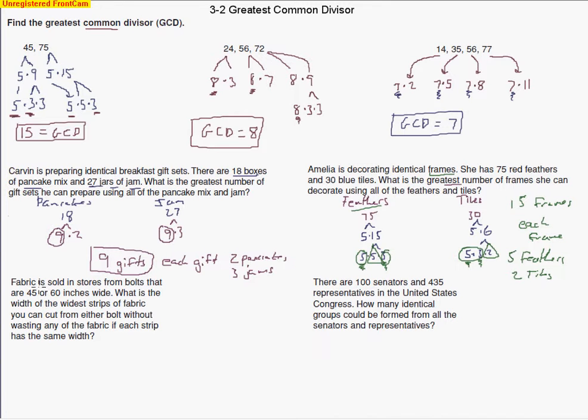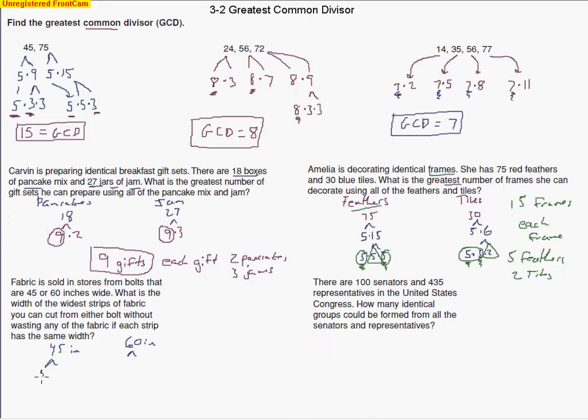It says the fabric is sold in stores from bolts that are 45 or 60 inches wide. And then it says, what is the width of the widest strips of fabric you can cut from either bolt without wasting any of the fabric from each strip? And each strip is the same width as well. So we'll take the 2 different types. So we've got the 45 inches, and then we also have the 60 inch. So we're going to break these down. So again, if you didn't see the big number that goes in there, then just start dividing by what you know. Maybe 5, because this one ends in 5, this one ends in 0.